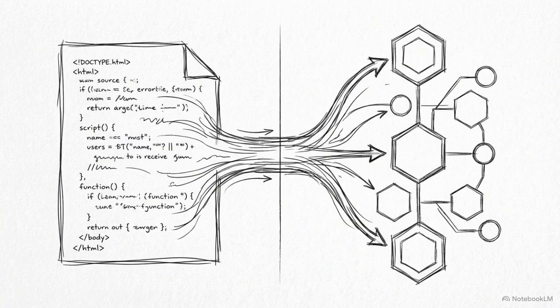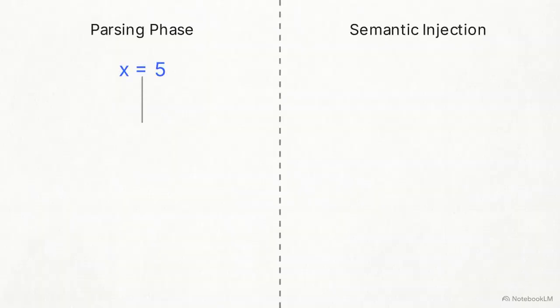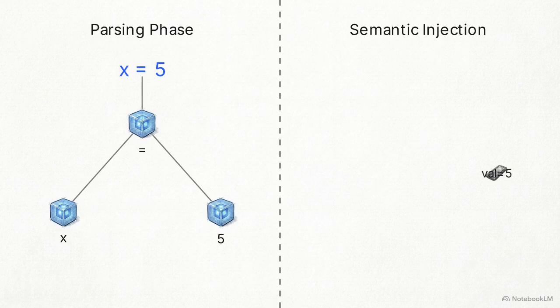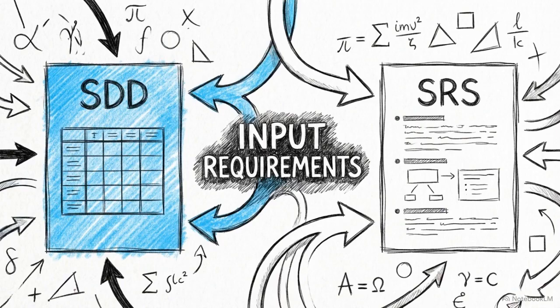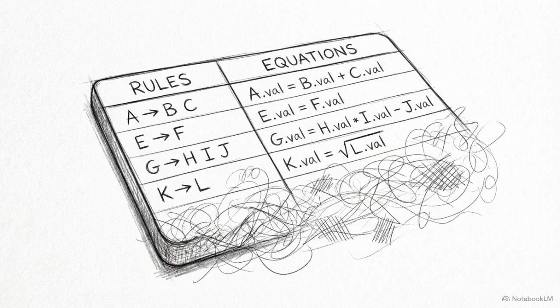To bridge this gap, compilers use syntax-directed translation. This is the mechanism that performs semantic actions simultaneously during the parsing phase, injecting specific values into the rigid grammar. Compilers define these rules using two primary notations. The first is syntax-directed definitions, or SDDs. These are high-level specifications that use a table of rules and intentionally hide the underlying implementation details.